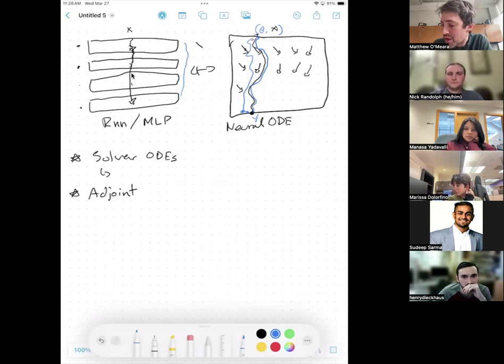So this is super cool. Basically, it gives you a way of making these RNNs continuous. It opens up new solvers, and we can use some of the theory from the ODEs to think about how to do this back propagation of loss.